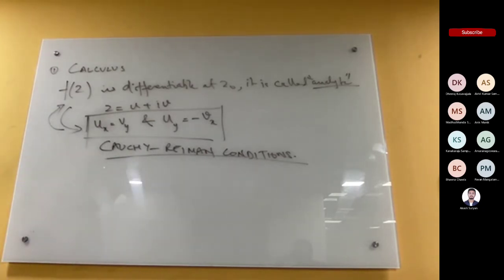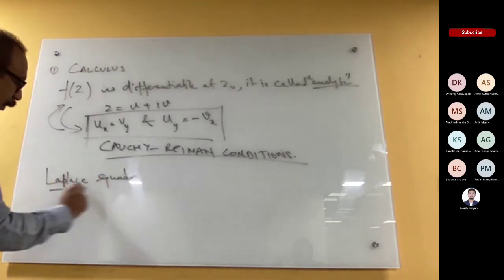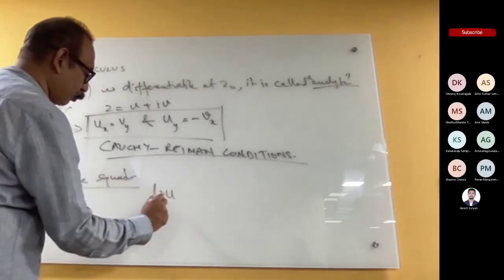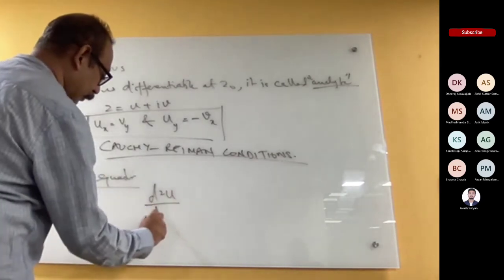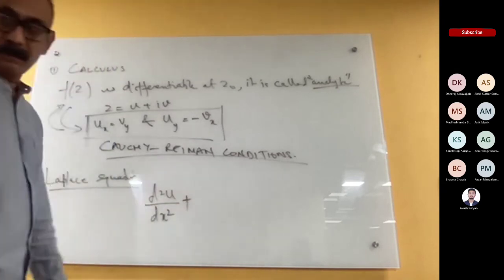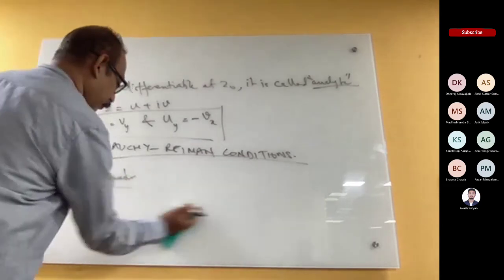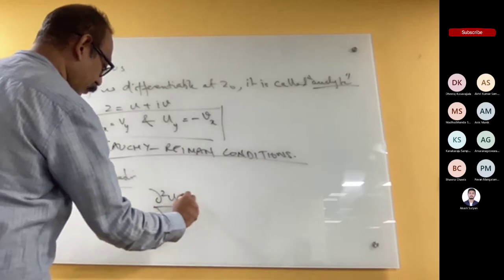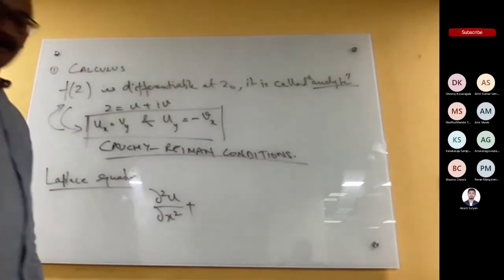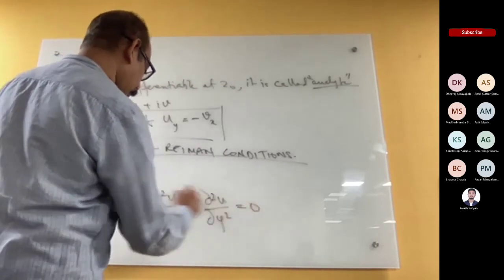I don't know if you guys remember this particular equation. It's called the Laplace equation, which probably some of you do remember and some of you don't. Actually, it's partial derivatives in the Laplace equation. I am sorry. Del square u by del x square plus del square u by del y square equals 0. Remember this equation?